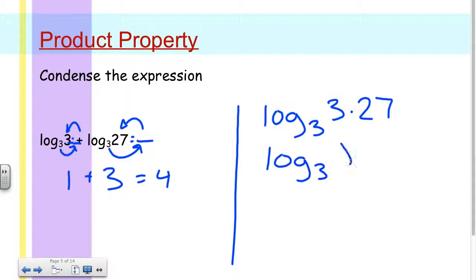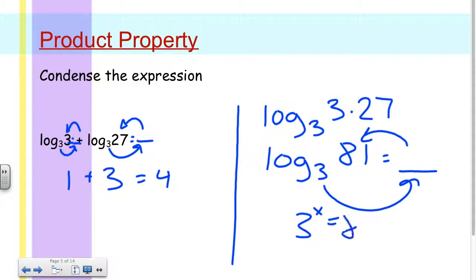Now we go through log base 3 of 81, and from here we could use the swoop-de-loop method. 3 to what power gives us 81? We write it in exponential form: 3 to the x equals 81. Using our target card, we can see that ends up equaling 4, which does match our example from before.